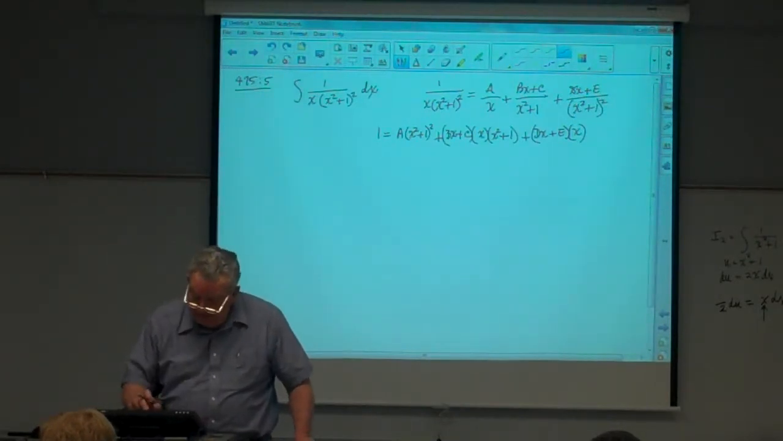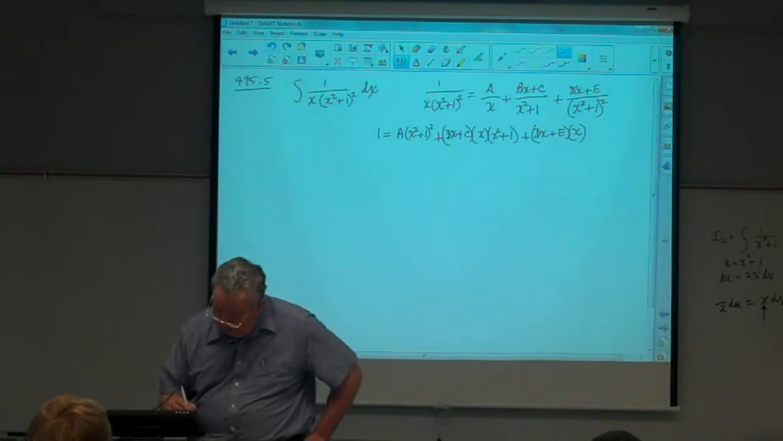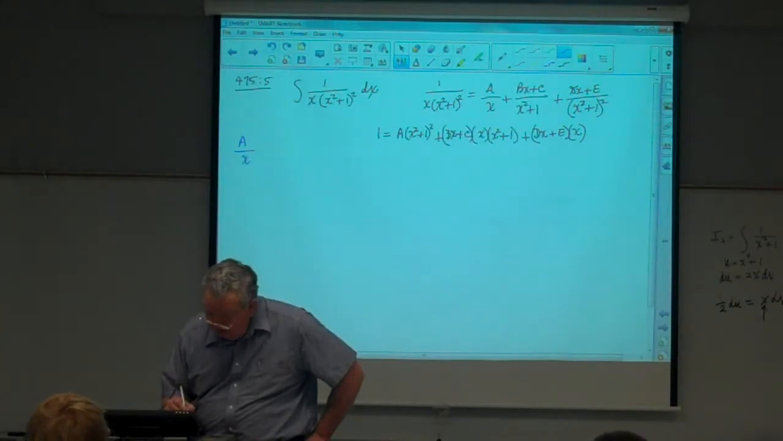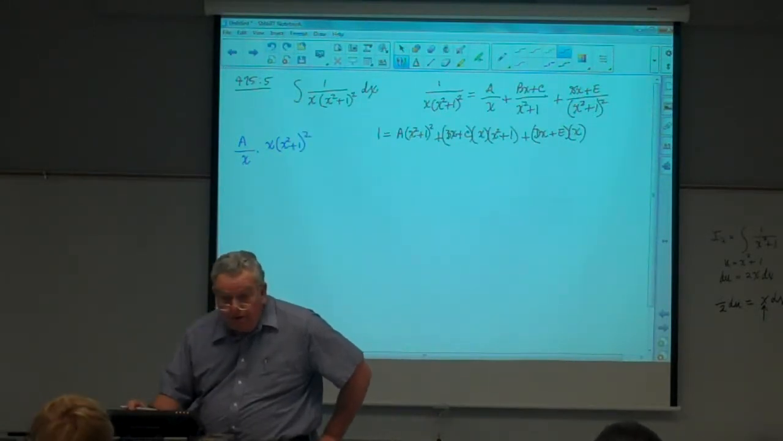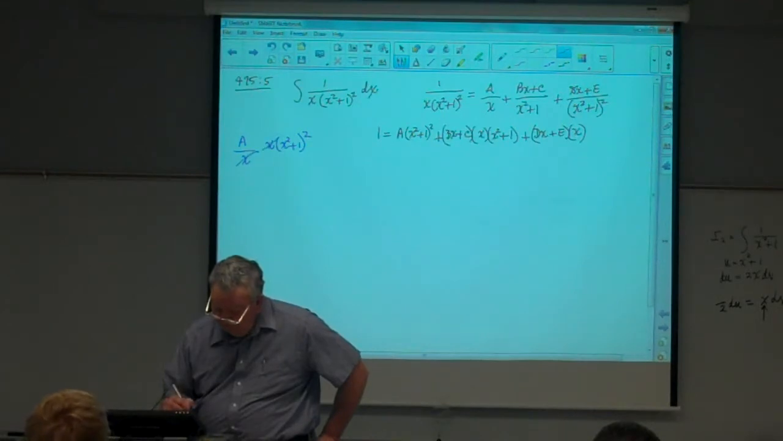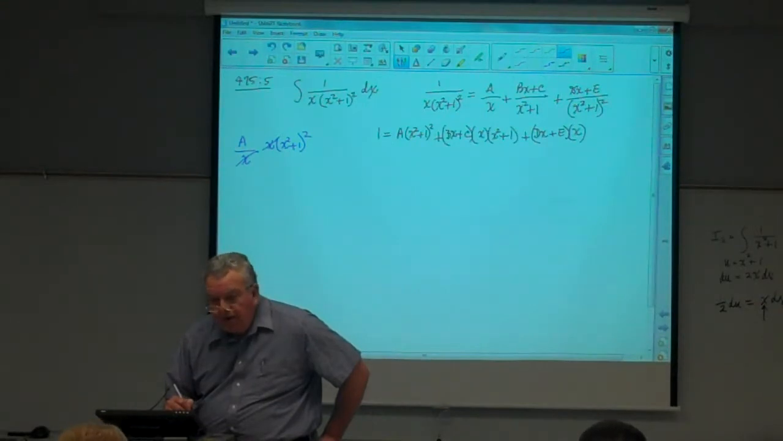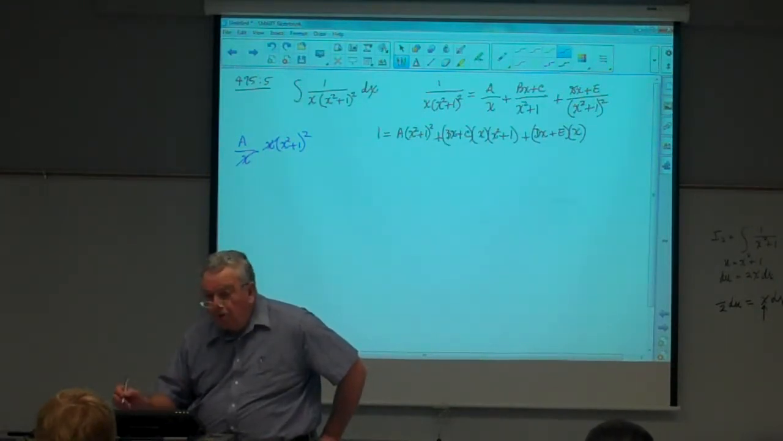Look, let's do it. I've got A over x times x squared plus 1 squared. Isn't that what I'm doing? And that's where I get it. You're just looking on the other side, not really. The original denominator. You multiply everything by the original denominator. Then you plus 1. Makes a lot more sense. And I do that all the way down.